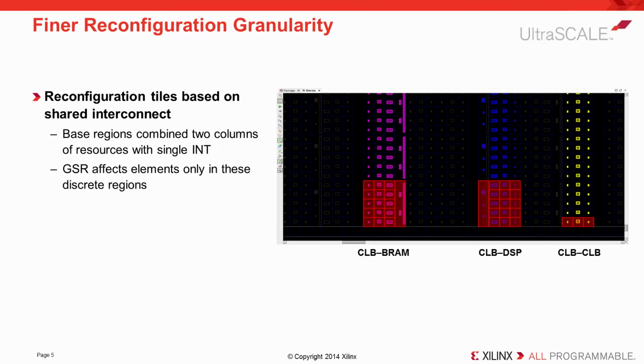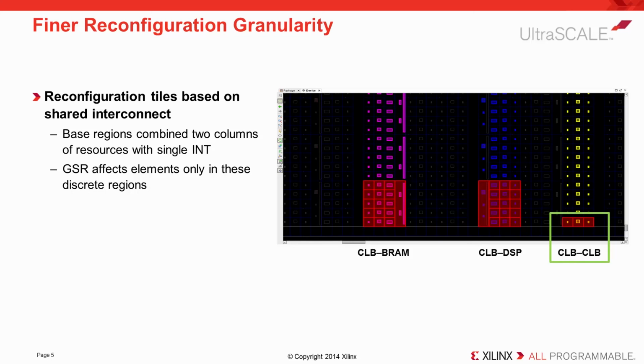UltraScale floor plans are comprised of a collection of programmable units. These base regions combine 2 neighboring elements and the shared interconnect switch boxes between them. When the global set reset, or GSR, is applied at the end of partial reconfiguration, only those elements within the user-defined reconfigured region receive initialization. The remainder of the device continues to operate unaffected by the GSR event. The granularity of this masking is as small as a pair of CLBs and their shared interconnect.